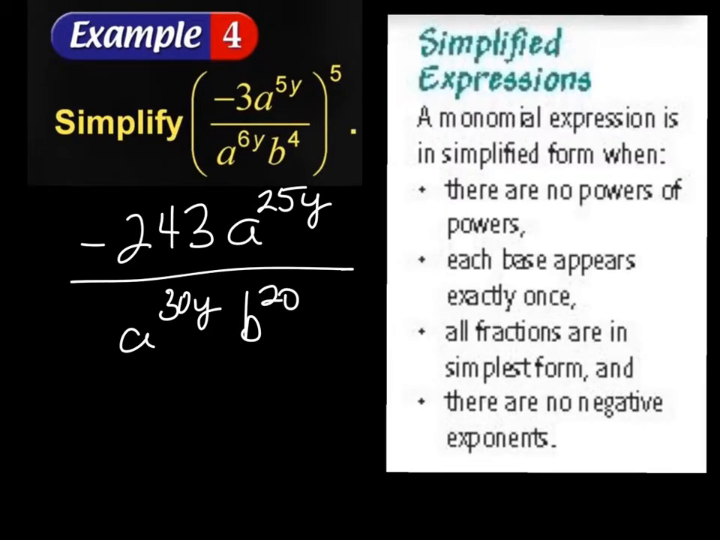A monomial expression is in simplified form when there are no powers of powers, each base appears exactly once, all fractions are in simplest form, and there are no negative exponents.